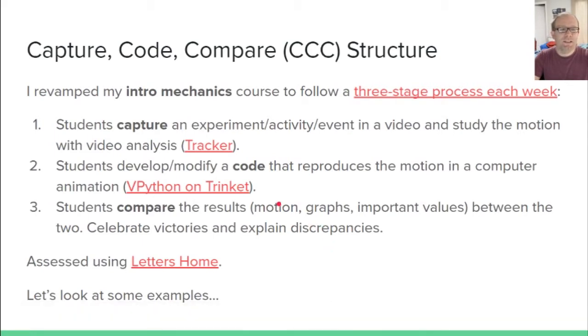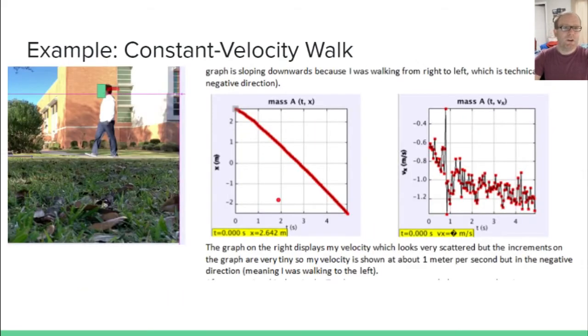I assessed this by assigning the students a letter home each week, so they had to write to somebody not in the class about their activity. And I'd like to show you a few examples, starting with the example from the activity from the first week, which is when students had to walk at a constant velocity in front of the camera. Pretty straightforward. I wanted to have a simple activity for the first week so the students could become accustomed to both the software and the analysis process.